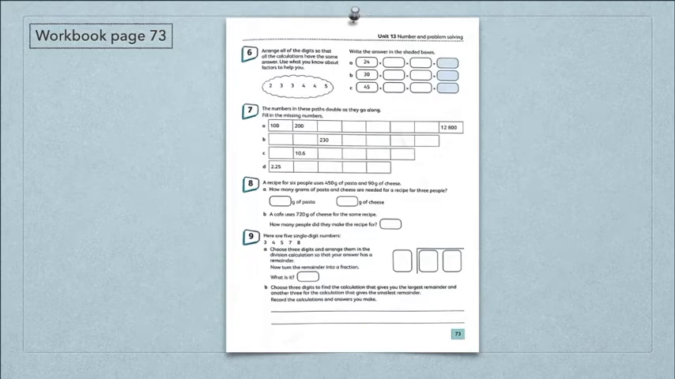Question number 6. Arrange all of the digits so that all the calculations have the same answers. Use what you know about factors to help you. Okay, so basically, we start from A. First thing first, remember that 24, if we want to break it down into its factors, can be written as 4 times 6. So this is going to be pretty much useful for us.